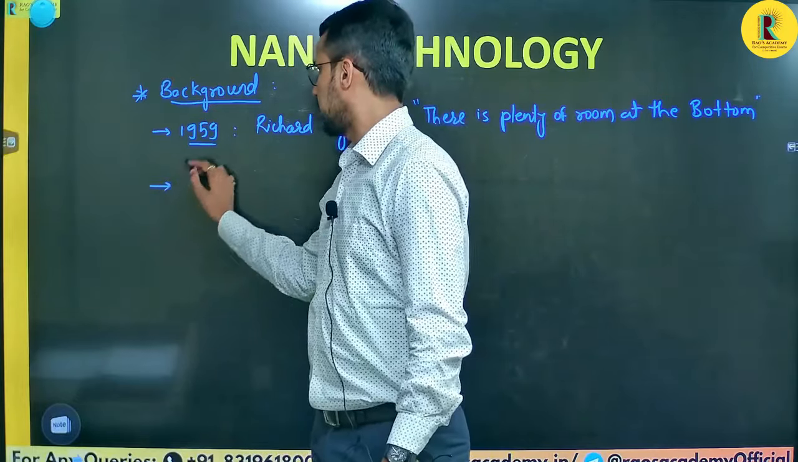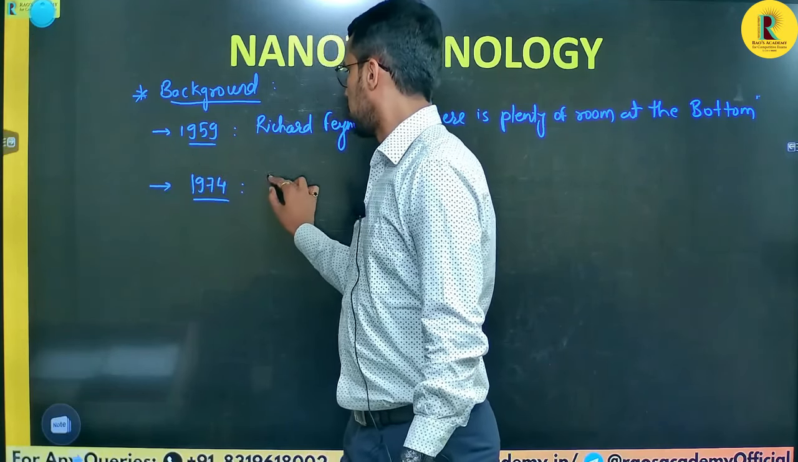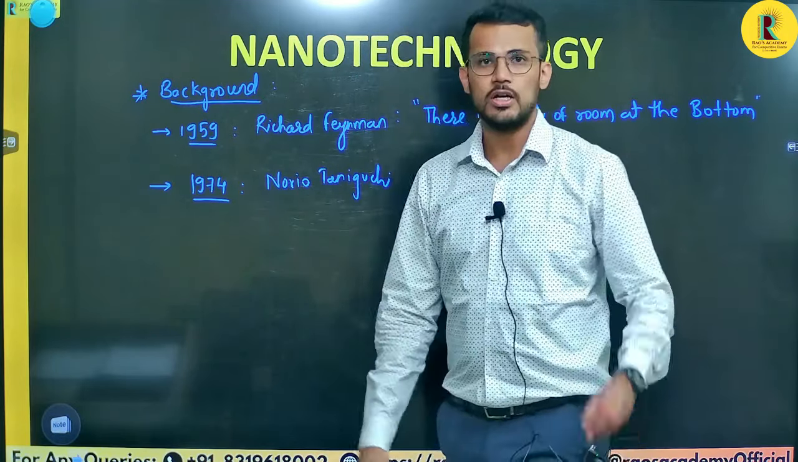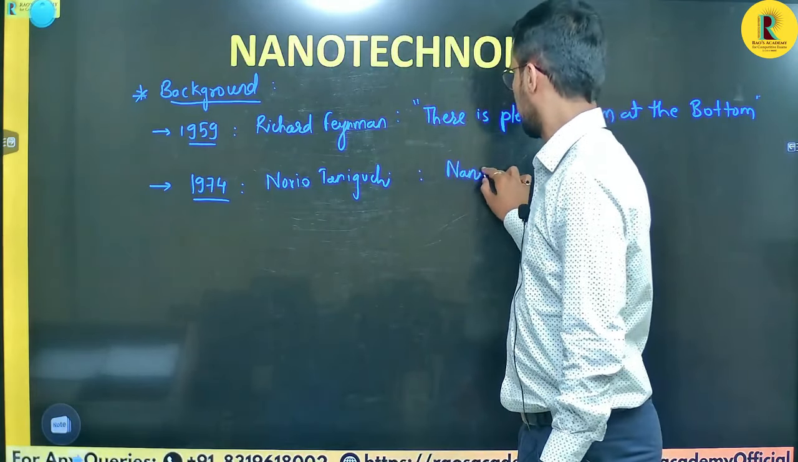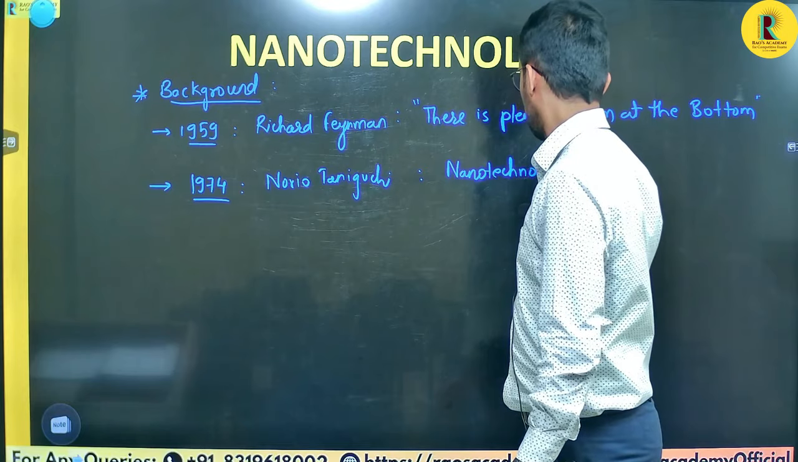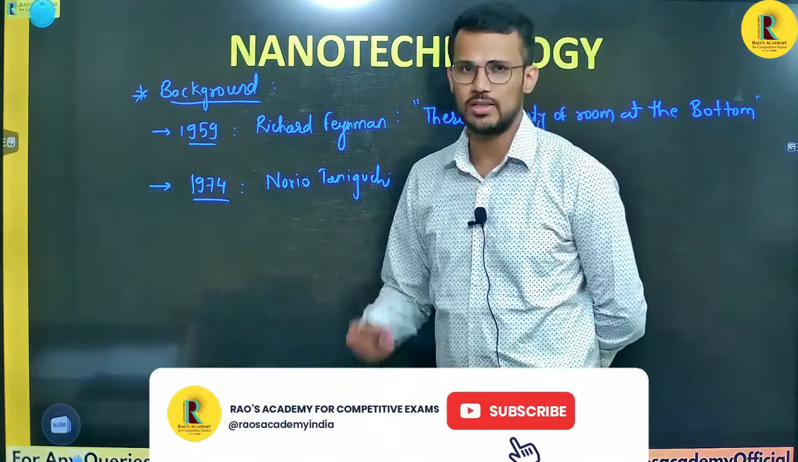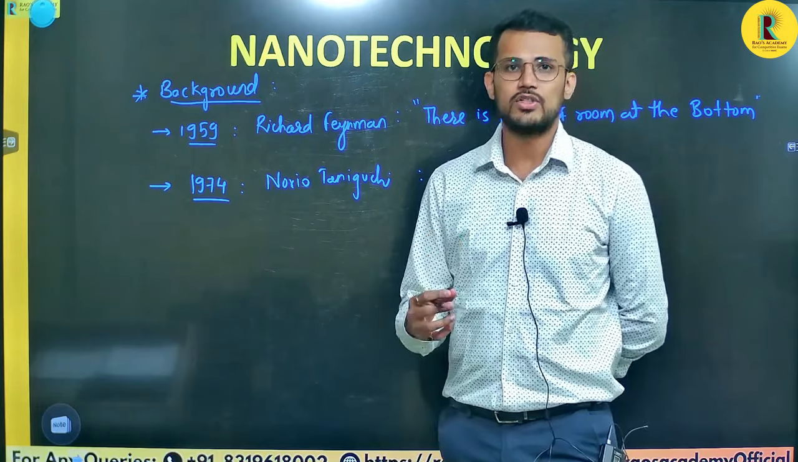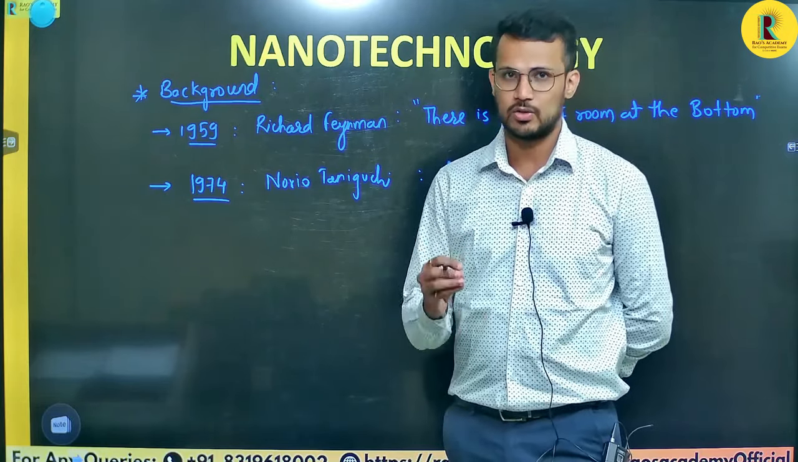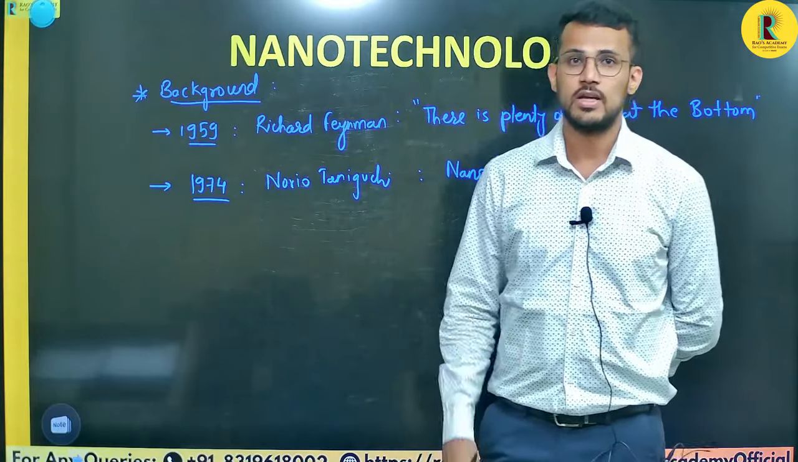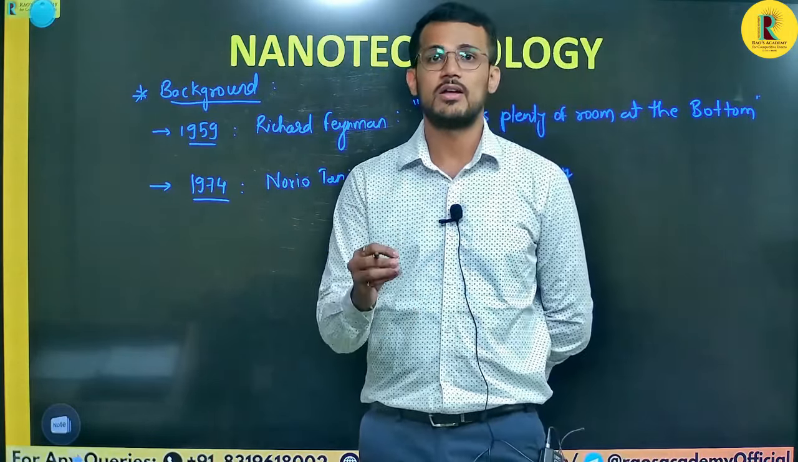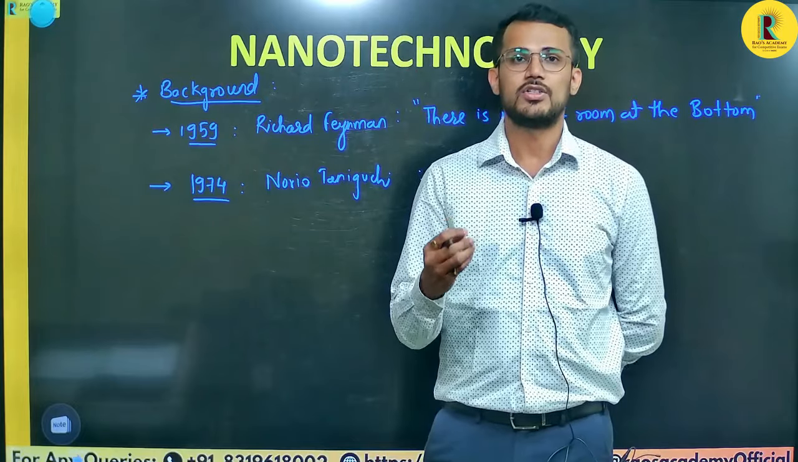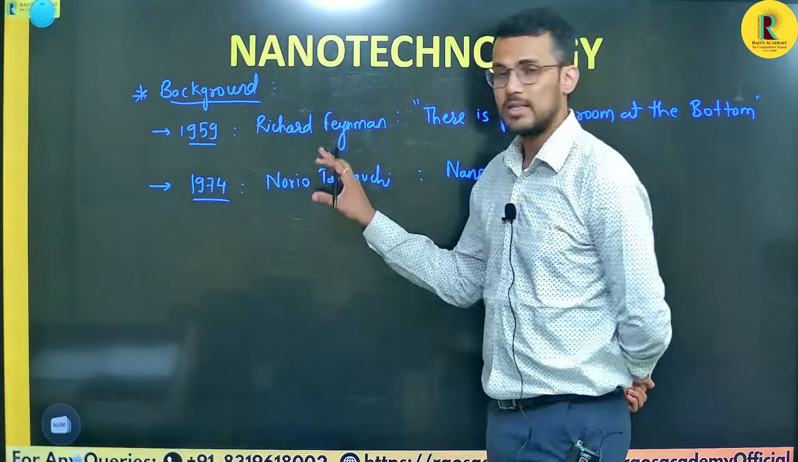After 1959, in 1974, Norio Taniguchi used the term nanotechnology, and that's why this technology is considered a recent origin technology. Hence, there are a number of innovations and inventions being carried out in this technology, and that's why most of the applications that we are going to discuss in nanotechnology are futuristic applications. Only a few applications of nanotechnology are being used already, but otherwise other applications are futuristic. Fine. So that is the background of this particular technology.